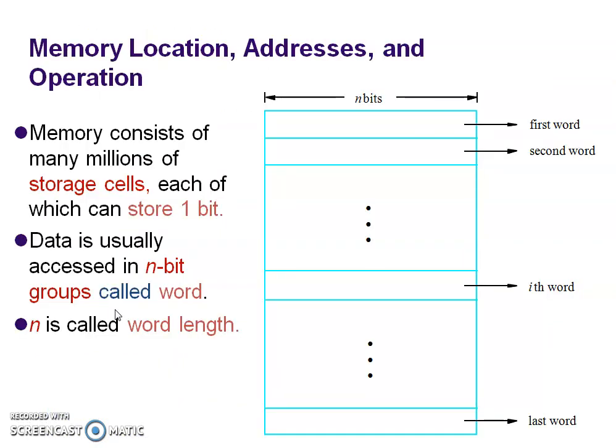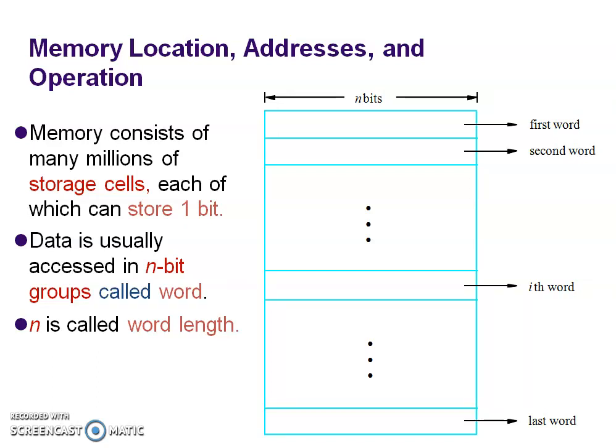So next, via this bus you will be able to fetch the data from the memory, isn't it? In order to access the data from the memory, we need to know how the data is being stored in the memory, how it is being arranged in the memory. Those things you need to know. So next is memory locations, addresses and the operations that are performed in the memory.